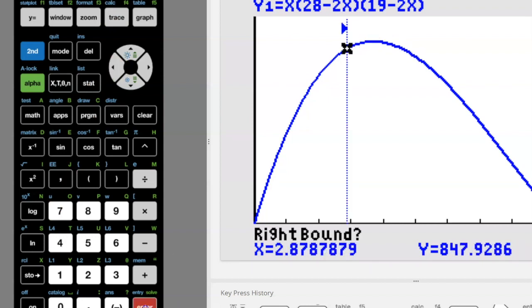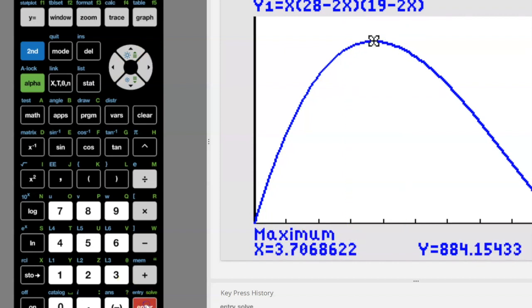So go to the left of it, press enter, go to the right of it, press enter, and then we can trap it one more time, and we're going to get something in which the x value will be something like 3.7. It didn't say what to round it to, so we'll just say 3.7, and the maximum volume can be, we'll say 884 centimeters cubed. Based off of that, this is telling us that when our x value is 3.7, we produce the maximum possible volume of the box, and the maximum possible volume of the box is 884 centimeters cubed.